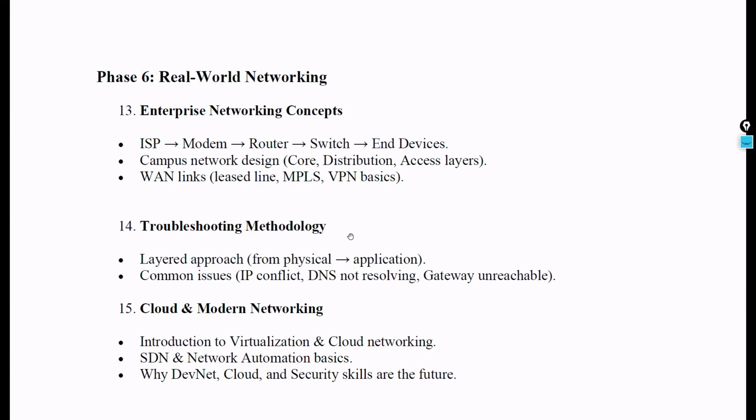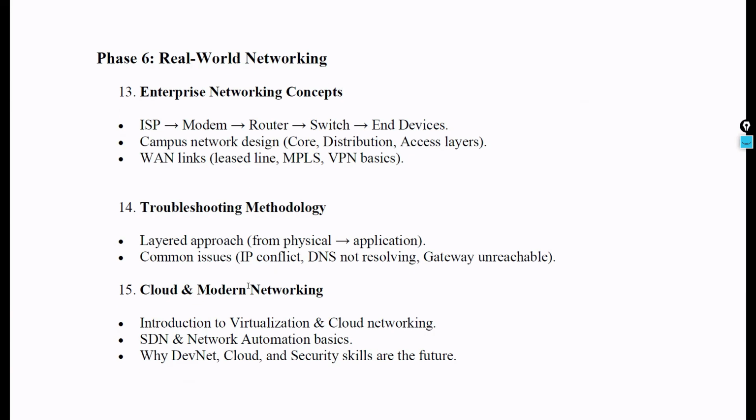Then again, troubleshooting will be there. How do you approach? How do you begin your troubleshooting if you face an issue? What are the common issues that you can face in the networks? So those all issues along with their troubleshooting steps.